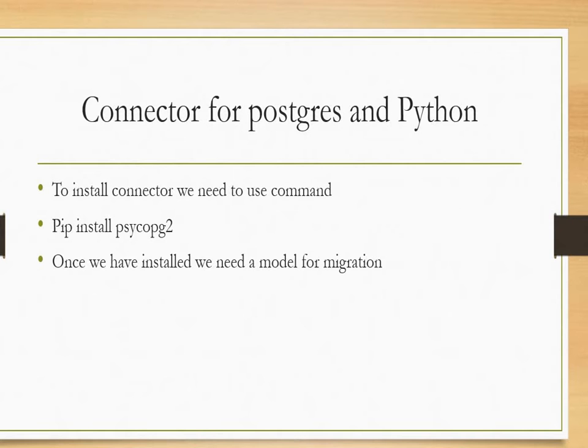Once this is done, I need to use a connector, as I am working with two different softwares. One is database software and one is Python. So I want to install a connector. I want to work with pip install psycopg2. This is the connector. Once you are done with that, you can go for migrations.